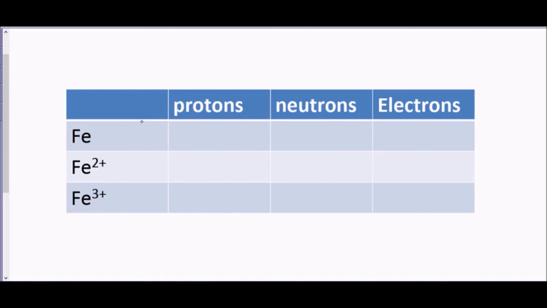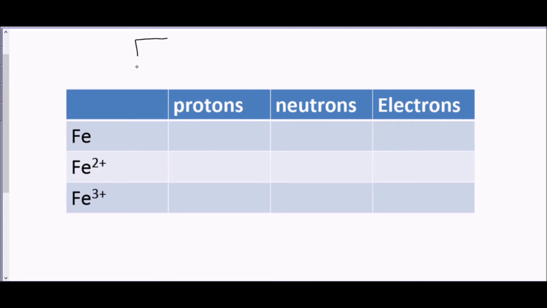In this final example we are looking at an element that has more than one ion, so it is a transition element with variable oxidation states. So again, same question, just an extra row to deal with. I'm going to ask you to pause the video whilst you locate iron and complete the table.